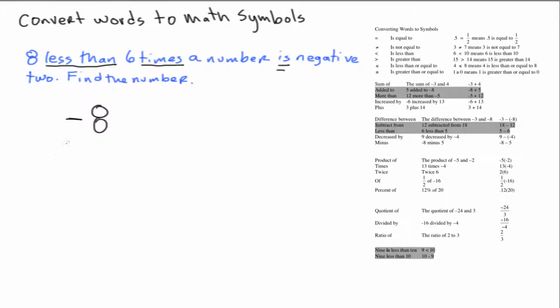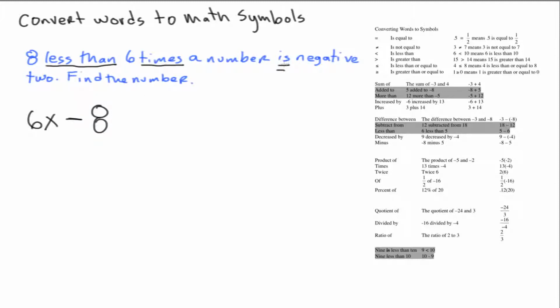Less than, we're going to subtract. And then it says 6, but it says 6 times a number. So times, right? What's times? 13 times -4 means to multiply. So 6 times a number means 6 times x. So 8 less than 6 times a number is 6x take away 8.